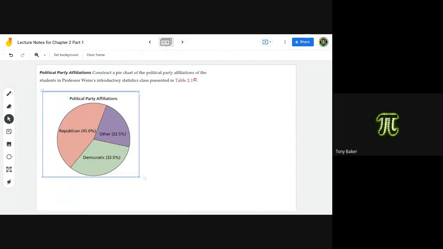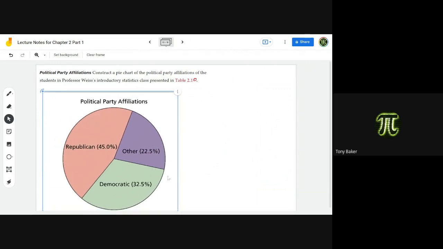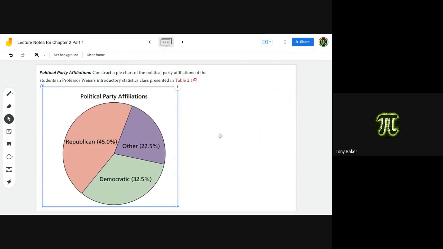All right, which I'm going to show you a couple in a minute. So here's what the pie chart would look like. You got 45% Republican, 22.5% other, and 32.5% Democratic. Colors don't really matter. Just make them distinct in the graph. You don't really need graphs that are very specific in their colors. Let's use this graph.